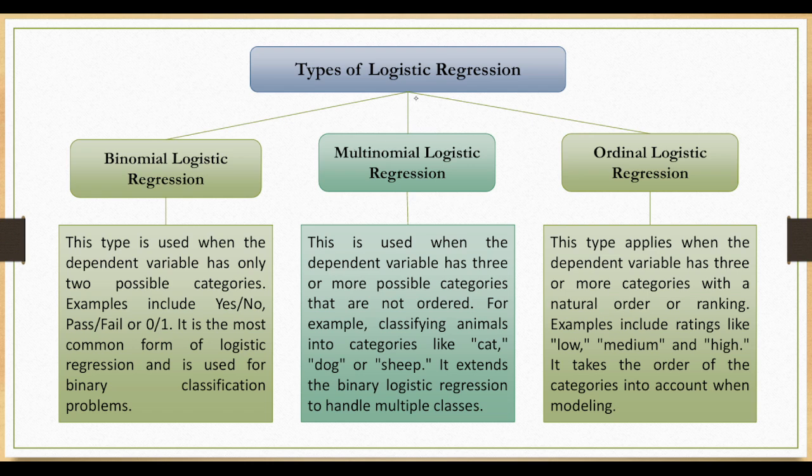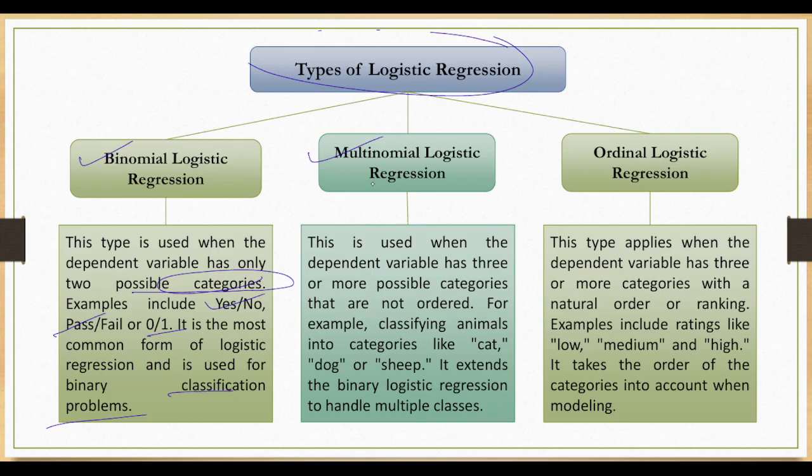If we see the types of logistic regression, we have three types. One is binomial logistic regression, the second one is multinomial logistic regression, and the last one is ordinal logistic regression. In case of binomial, this type is used when the dependent variable has only two possible categories. As we have discussed, it is yes or no, fail or pass, 0 or 1. This is the most common form of logistic regression and is used for binary classification problems.